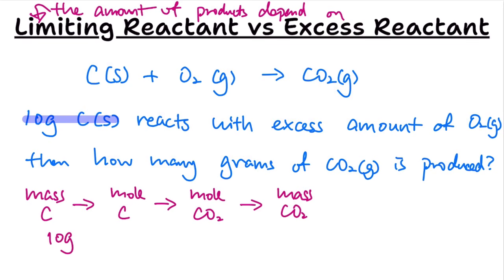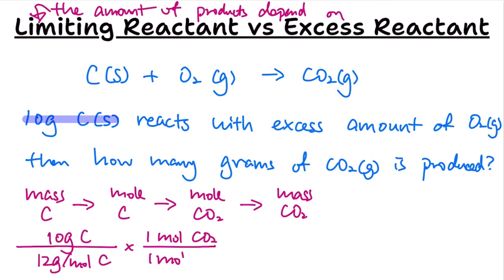So this will be 10 grams of carbon divided by its molar mass of 12 grams per mole carbon, and multiplied by the mole ratio of 1 mole of the carbon eventually producing 1 mole of the carbon dioxide. So it's 1 mole carbon dioxide over 1 mole carbon, and then multiply by the molar mass of the carbon dioxide, which is 44 grams per mole carbon dioxide.